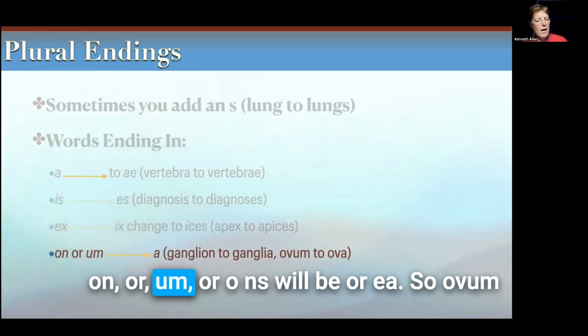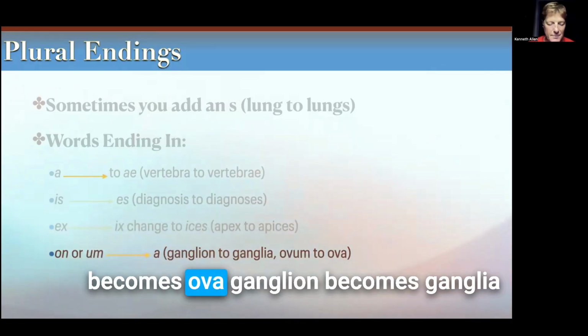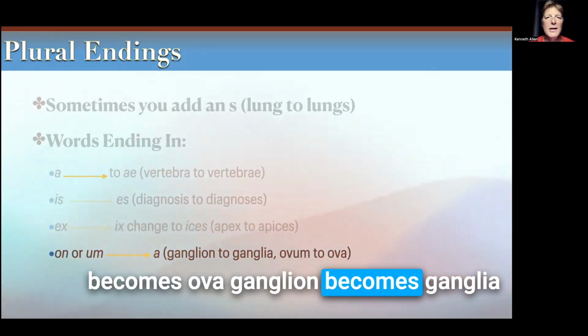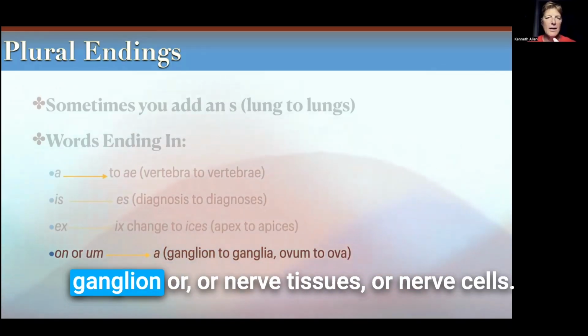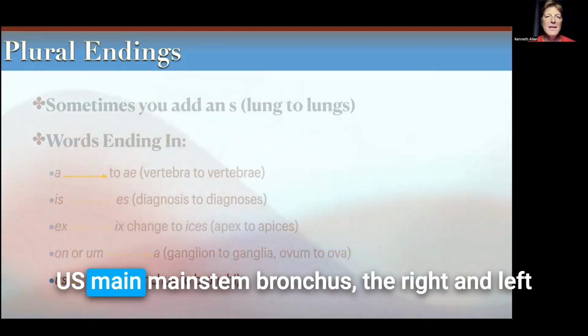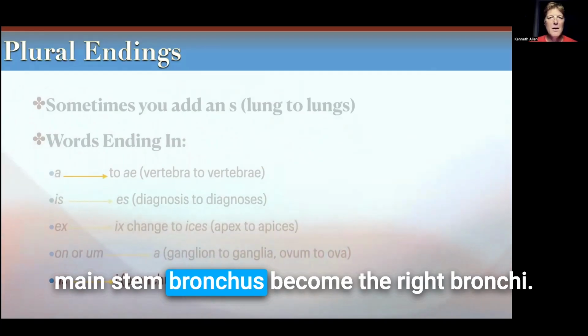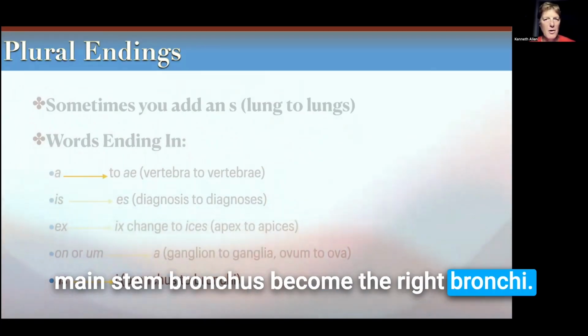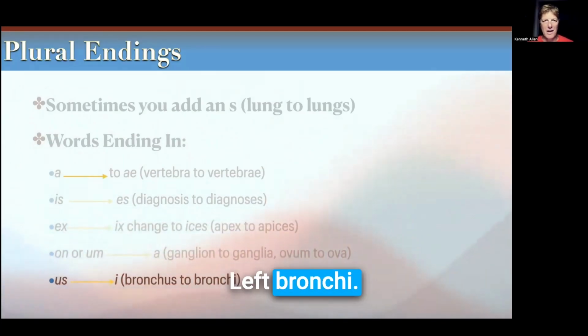ON or ON will be A, or IA. So ovum becomes ova. Ganglion becomes ganglia. Ganglia are nerve tissues or nerve cells. US, main stem bronchus, the right and left main stem bronchus become the right bronchi, the left bronchi.